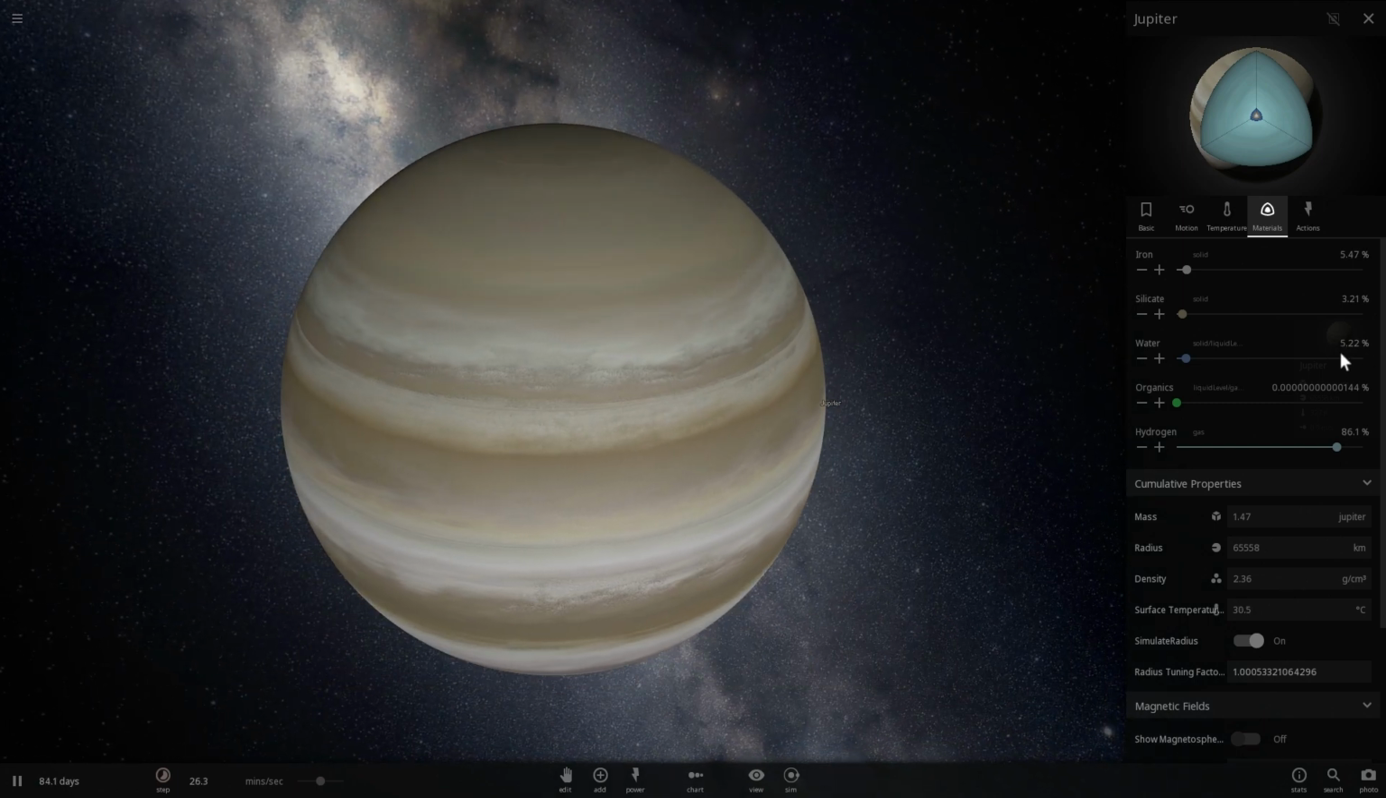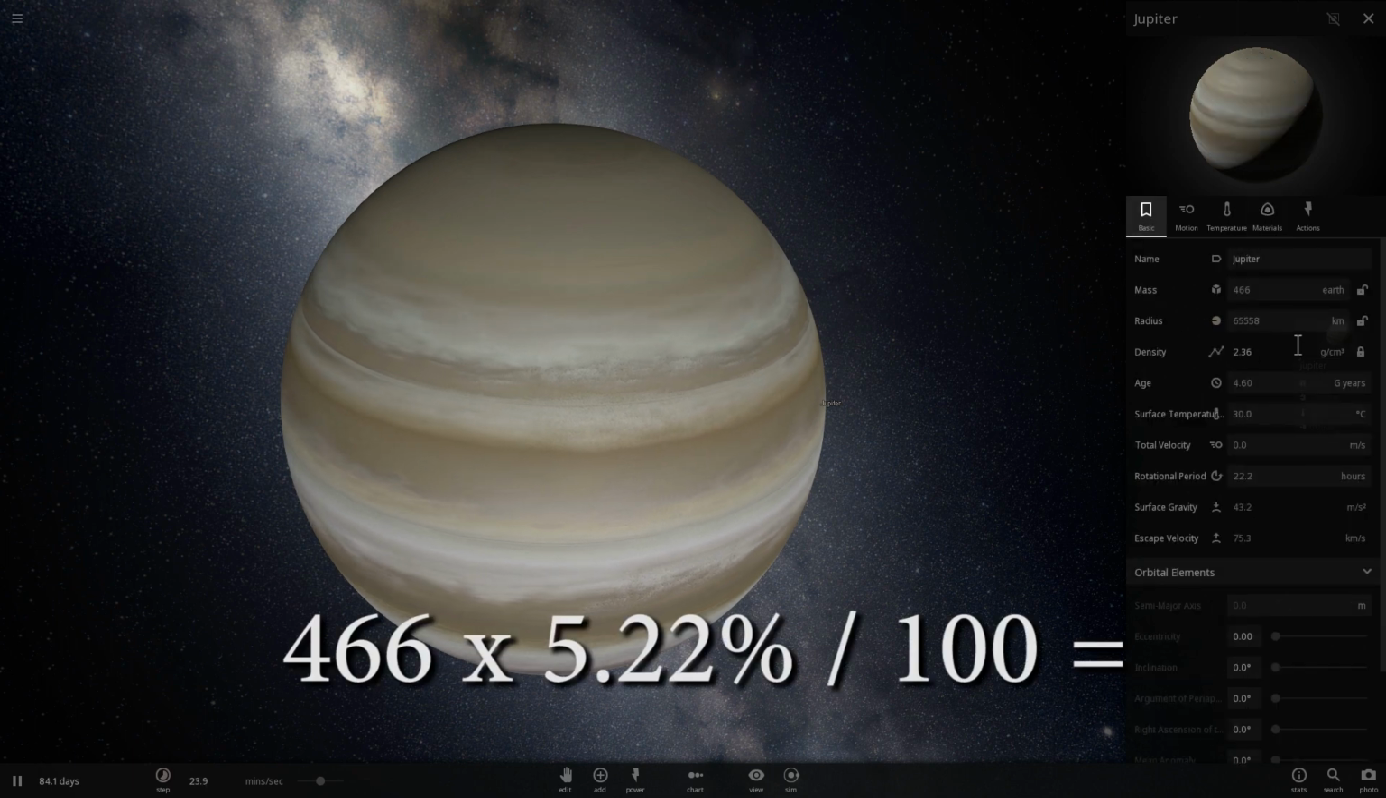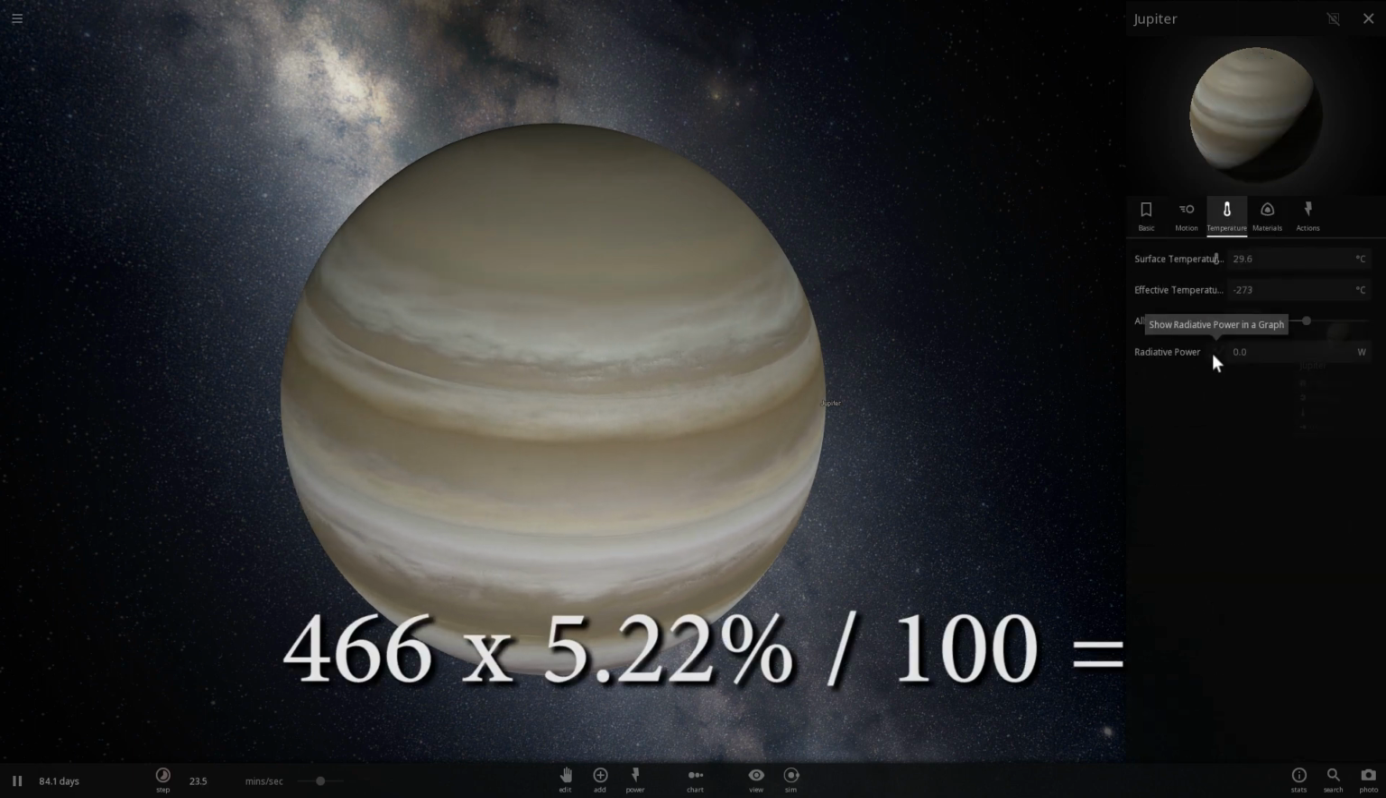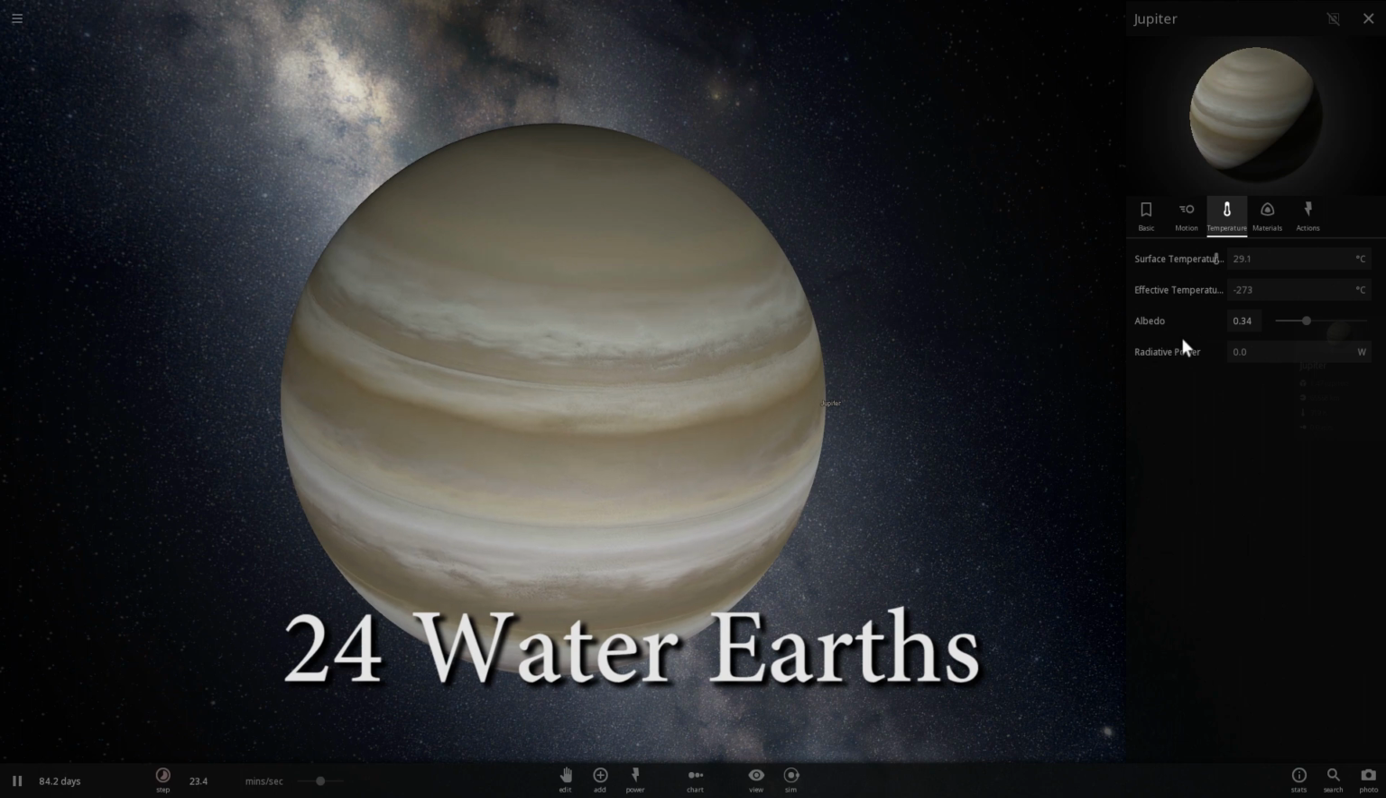This here, 5.22, this is water. So multiply this by 466 and divide by 100, and we're going to get 24. So we can make 24 water worlds.